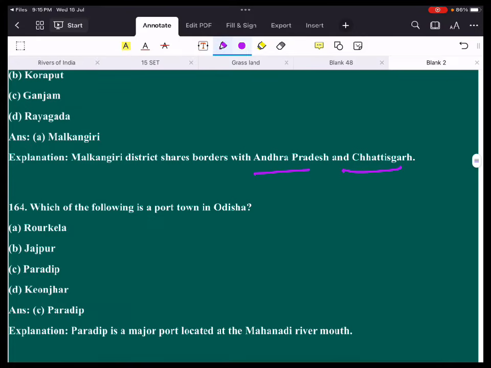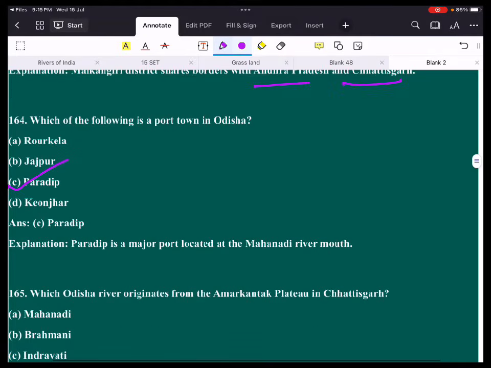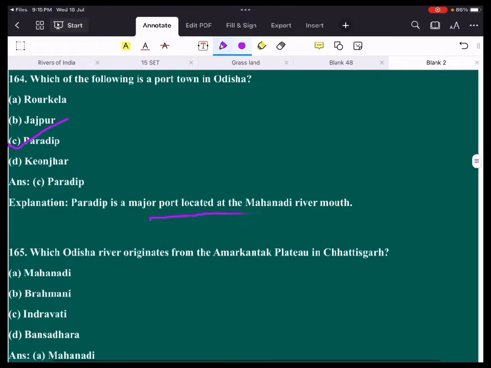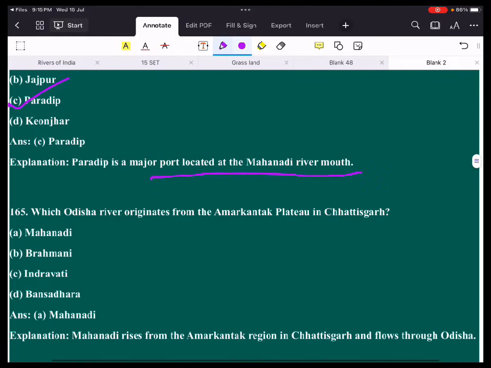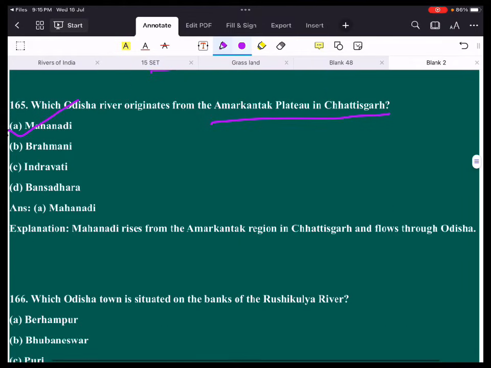Which of the following is a port town of Odisha? The port town of Odisha is option C, Paradip. Paradip is a major port located at the Mahanadi river mouth. Which Odisha river originates from the Amarkantak plateau in Chhattisgarh? That is option A, Mahanadi. Mahanadi rises from the Amarkantak region in Chhattisgarh and flows through Odisha.